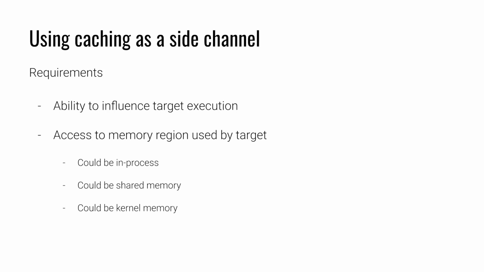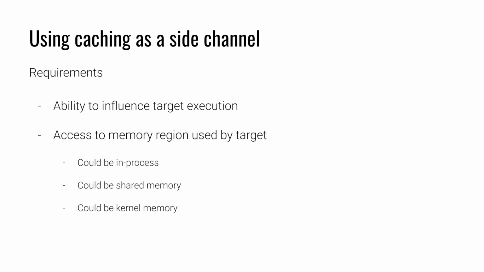Well, this memory region could be kernel memory, right? The kernel has the ability to map. You could mmap into the kernel, or the kernel could mmap some region of memory from user space. And so you could have, for instance, a page of memory that is being accessed by both the kernel and by user land. And so the requirement is, can we influence the target's, and it says execution, but it should really say behavior. Can we influence the target's behavior?